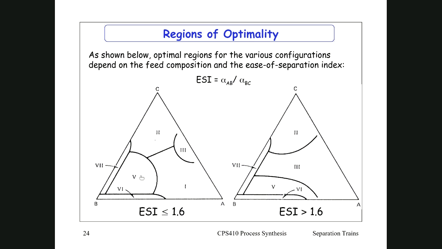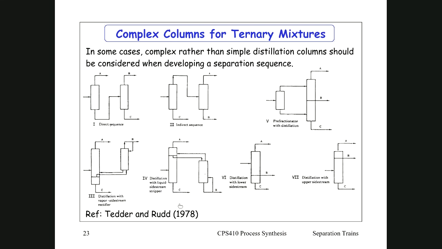5, 6, 7. So there's always a place for any one of those things except number 4, and we'll just go back to remind you number 4. This is number 4, distillation with side stream stripper. In other words, you take off liquid from above the feed, and then you'll have another reboiler at the bottom and put back the vapor just above that same plate.